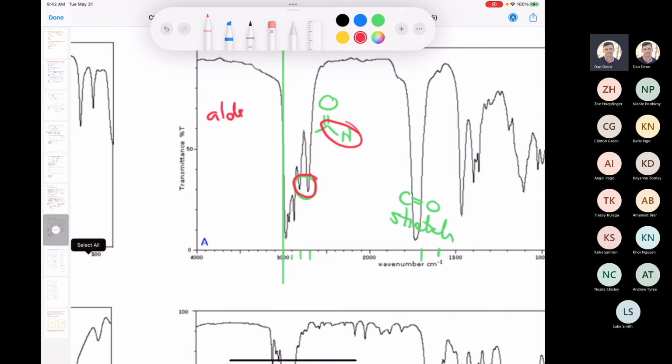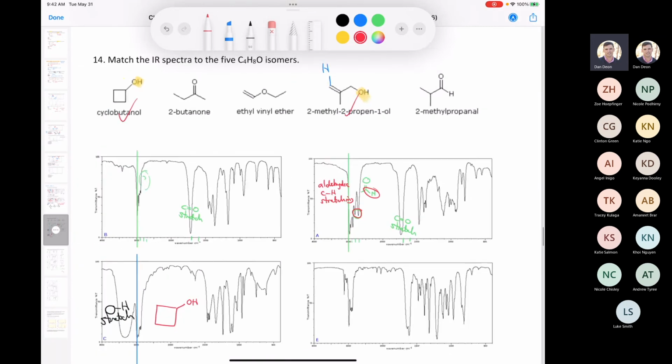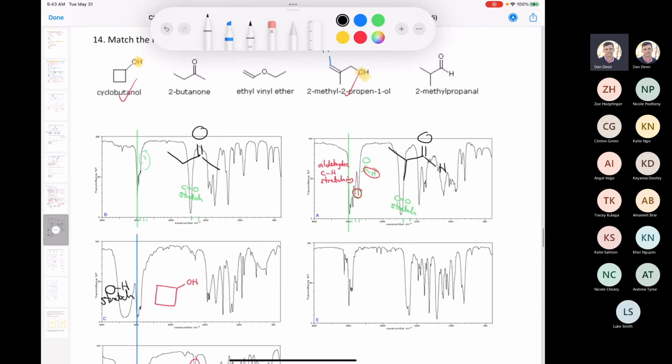We call this aldehydic carbon-hydrogen stretching. And therefore, this spectrum on the right represents the aldehyde. So this would be 2-methylpropanal. And the one on the left would represent 2-butanone, which is the ketone. That leaves us with only one other spectrum to be ethyl vinyl ether. I'll just move it down here. So there's our vinyl group.